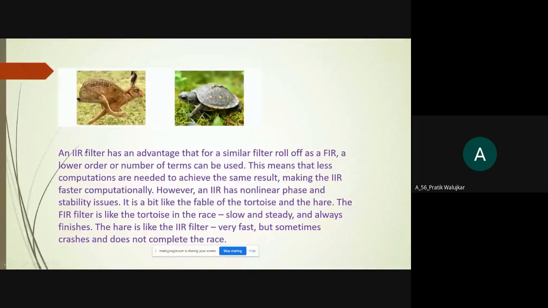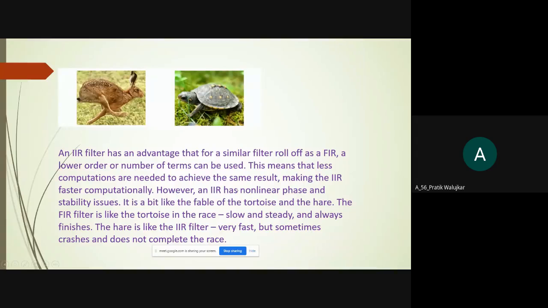We are explaining this point. An IIR filter has an advantage that for a similar filter roll-off as a FIR, a lower order or number of terms can be used. This means that less computation is needed to achieve the same result. Means in IIR there is a smaller number of computations required for getting the result. But in FIR there is no such case. So this makes the IIR faster computationally.